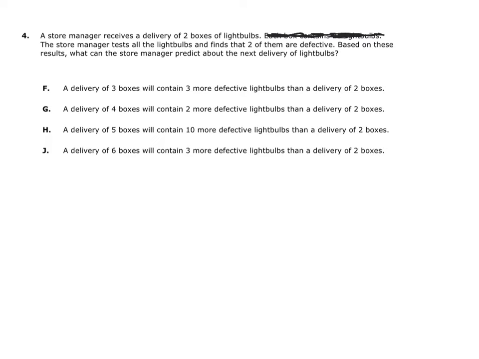We don't need to know the total number. We just really need to know the number of the defective light bulbs. So out of those 2 boxes, 2 of them are defective. So that's an average of 1 per box. So we have to think, if we get 1 per box of defective light bulbs, we need to really keep that in mind. So each box should have 1. So F says a delivery of 3 boxes should have 3 defective light bulbs based on our theory.